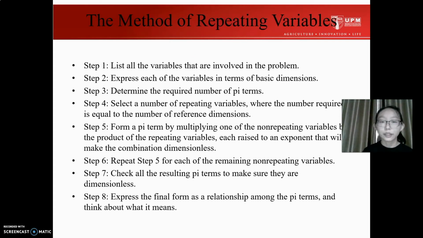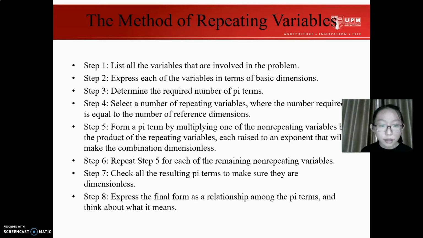Step 1: list all the variables that are involved in the problem. Step 2: express each of the variables in terms of basic dimensions. Step 3: determine the required number of pi terms. Step 4: select a number of repeating variables, where the number required is equal to the number of reference dimensions. Step 5: form a pi term by multiplying one of the non-repeating variables by the product of the repeating variables, each raised to an exponent that will make the combination dimensionless.